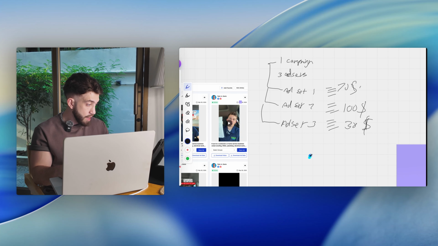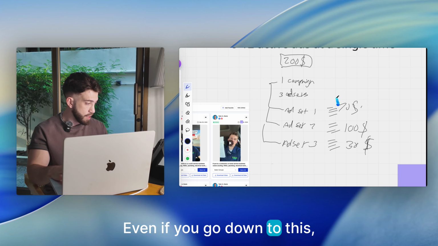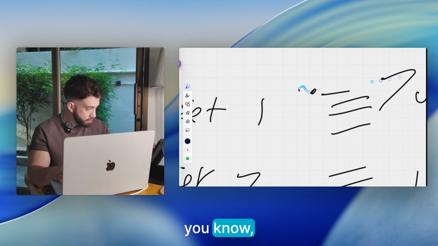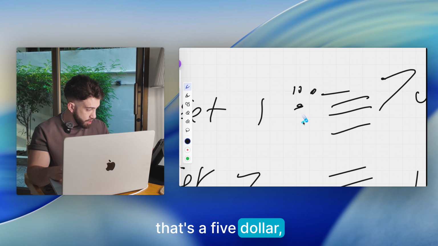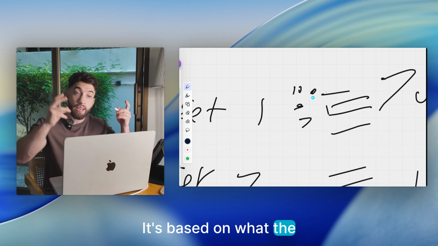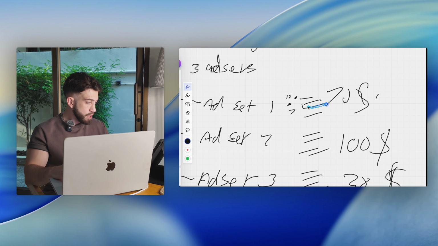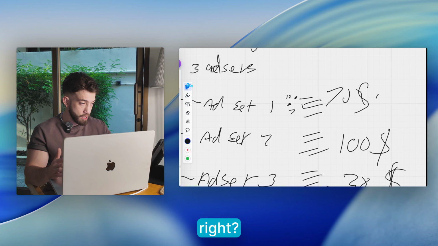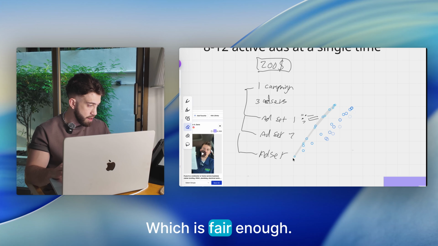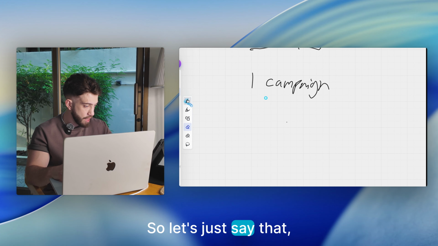That's a CBO. Even if you go down to this level, you probably had $78 spent somewhere in here, so maybe that's $10, that's $5, that's $7, it doesn't matter, it's random, right? It's based on what the Facebook algorithm is saying it wants you to do. Now, if I was to make this more simple, it's the same concept. Let's say you have just one ad set, which is fair enough. I'm not going to be doing Andromeda right now, I'm probably going to be using one ad set and one campaign, so let's just say that, right?